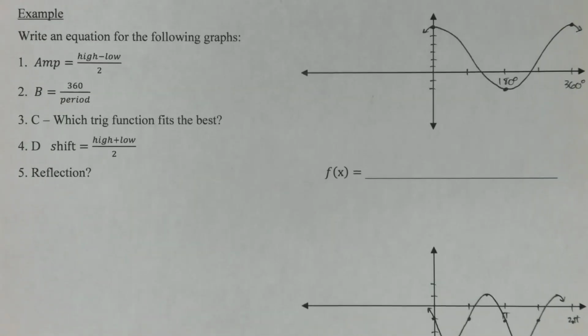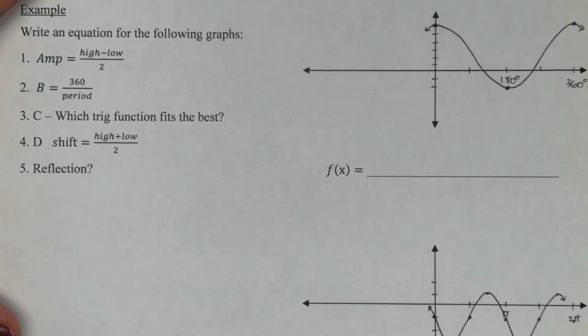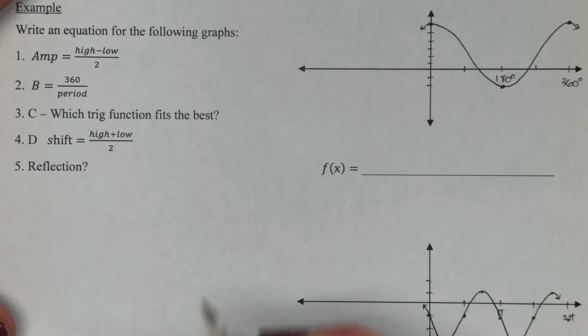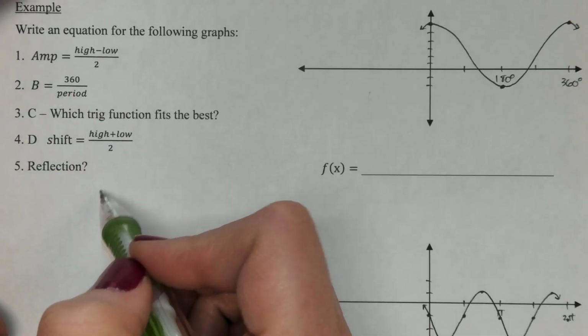And most of the time when you get a worksheet, I'm going to have you write it in both so you can practice. One will be easier than the other. Usually the graphs are set up to be either a sine or a cosine function more easily, but we'll definitely practice doing them both ways. So here are just some little tricks about how to find each of the parts.